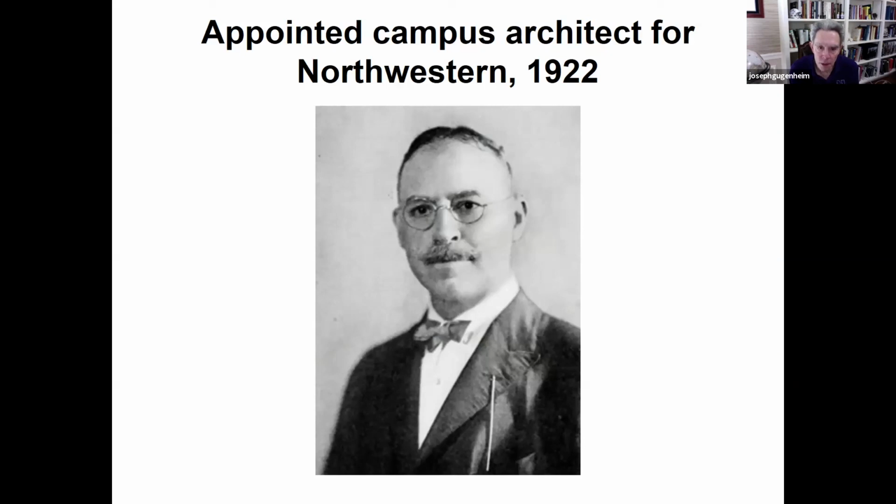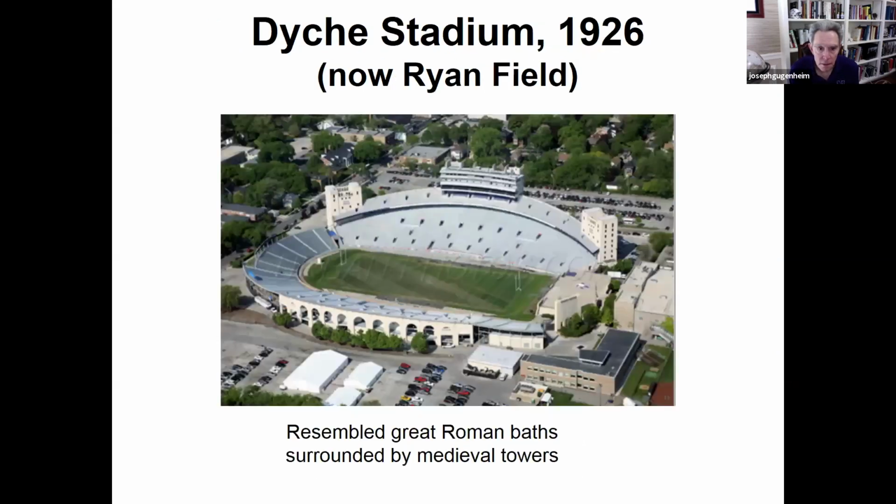Rogers was appointed campus architect for the Evanston campus in 1922. He designed Dyche Stadium, which is now Ryan Field, which was said to resemble great Roman baths surrounded by medieval towers.